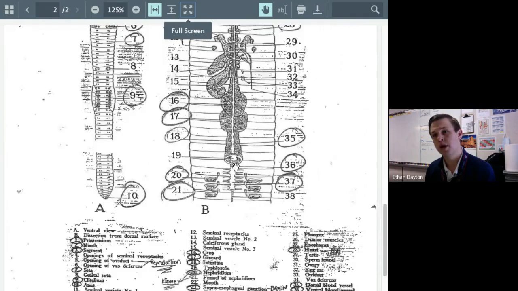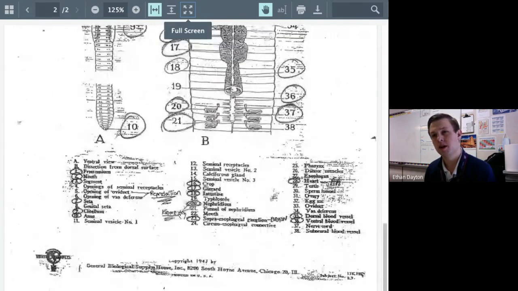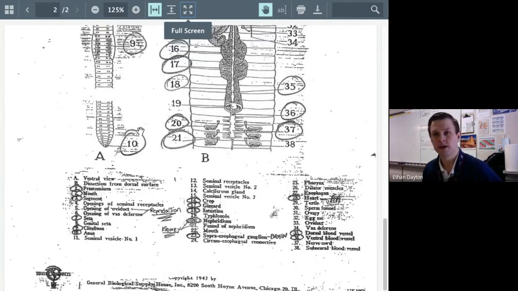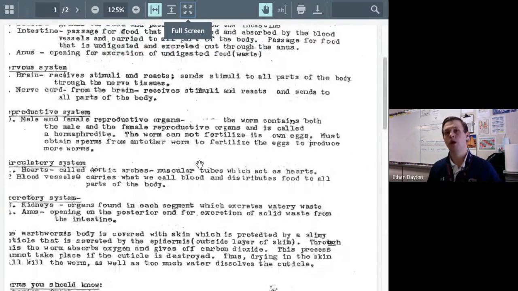Let's talk about 20 and 21. Those are essentially the same thing. You have the nephridium and the funnel of the nephridium. Many of them are called nephridia. Okay? Those essentially are kidneys. And if we scroll up to kidneys, your kidneys help filter your watery waste. And the same thing for a worm. These are the organs found in each segment, and they excrete the watery waste, not through a bladder or a urethra like yours, but through its skin. Watery waste is excreted through its skin. Okay? Unlike you, you do not pee through your skin.